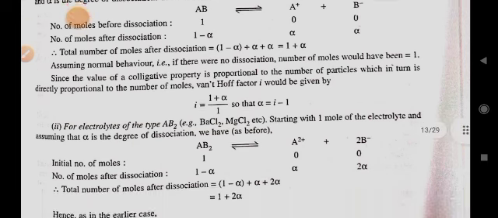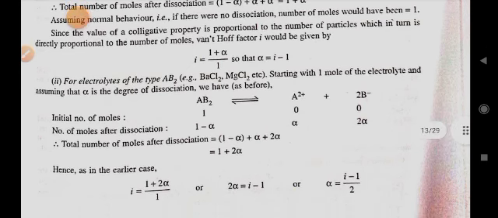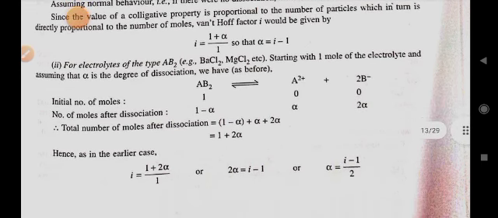Assuming normal behavior, that is if there were no dissociation, the number of moles would have been equal to 1, since the value of a colligative property is proportional to the number of particles, which in turn is directly proportional to the number of moles. Van 't Hoff factor i would be given by i is equal to 1 plus alpha by 1, so that alpha is equal to i minus 1.